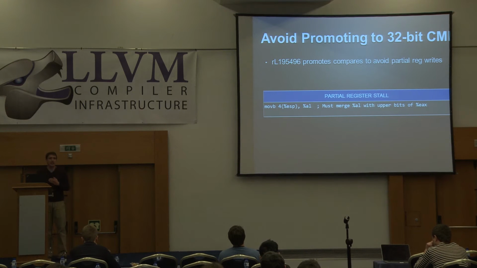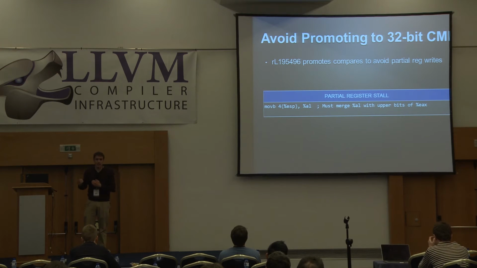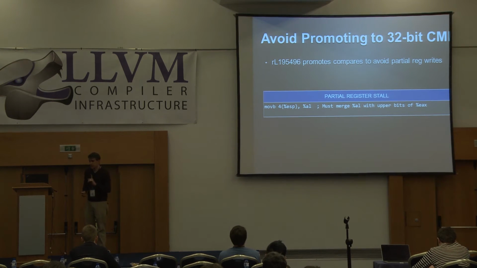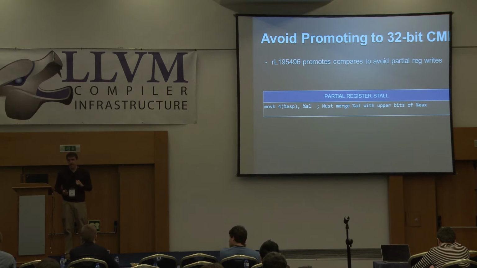The next fix relates to a performance optimization that was checked into LLVM a few years ago. The purpose of this fix was to eliminate processor stalls caused by partial register writes. So consider this example. This is a load instruction that's taking 8 bits from memory and storing in AL. AL is an alias for the lower 8 bits of a larger 32-bit register, EAX.